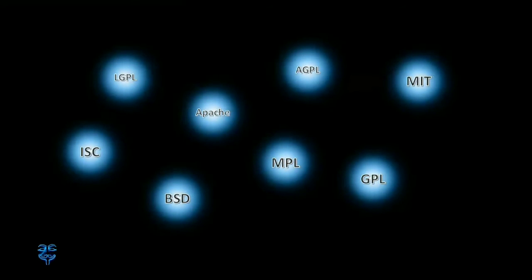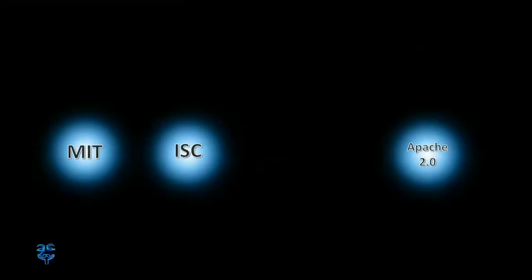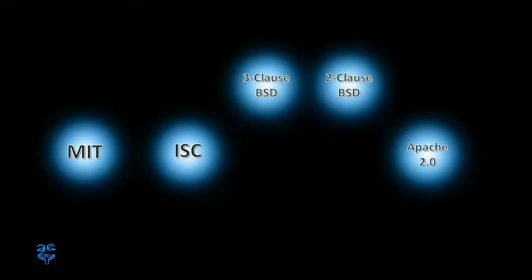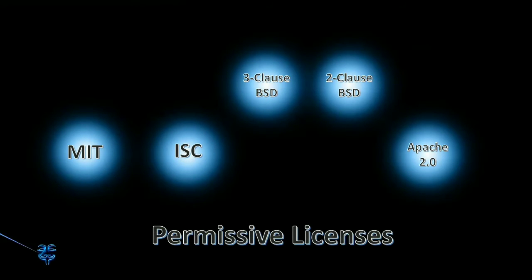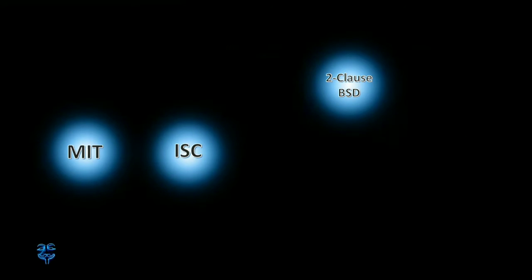Now we will talk about the most used open source licenses. MIT, ISC, 2-clause BSD, 3-clause BSD, and Apache are the most used permissive open source licenses. They guarantee developers the freedom to use, modify, and redistribute, while also permitting proprietary derivative works. MIT, ISC and 2-clause BSD are functionally equivalent. They are easy to understand.